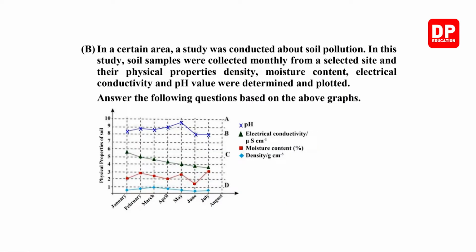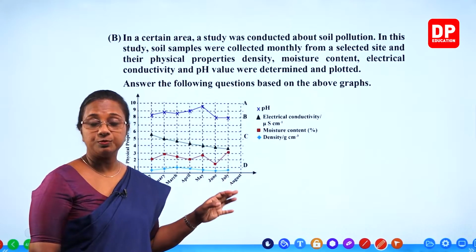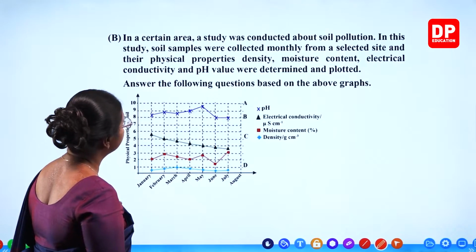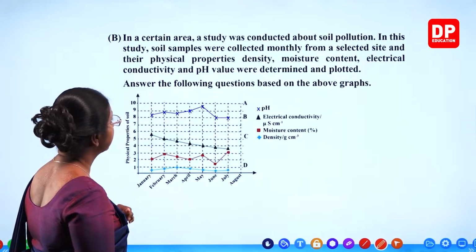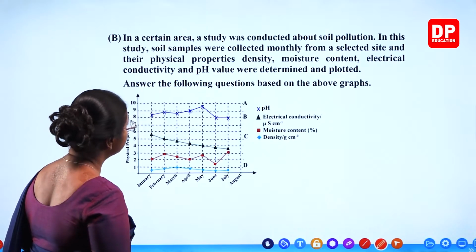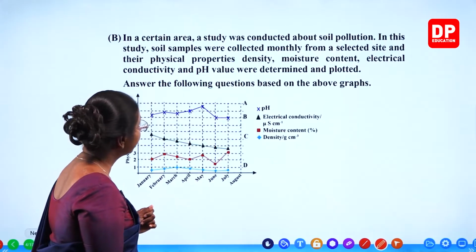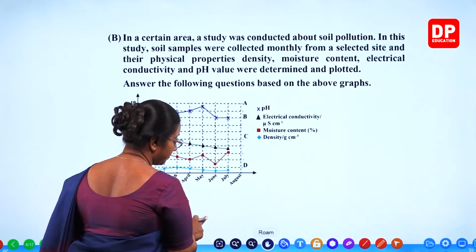So this is part B. Now part B, in a certain area, a study was conducted about soil pollution. So you know the first question is related to pollution, part A and part B. In this study, soil samples were collected monthly from a selected site and their physical properties, density, moisture content, electrical conductivity and pH value were determined and plotted. Answer the following questions based on the above graphs. So here you can see the graph, students.